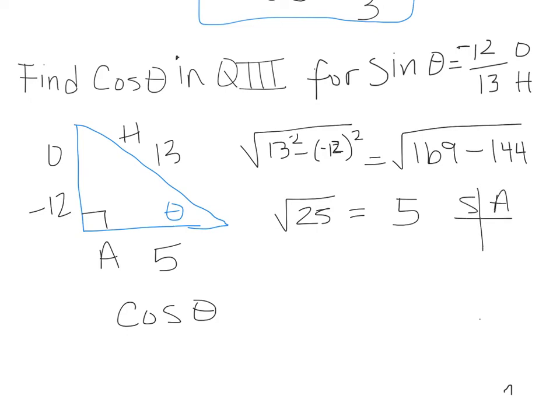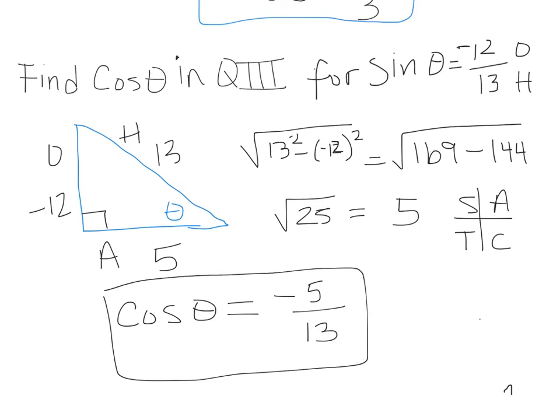All Students Take Calculus. We are in quadrant 3: 1, 2, 3, 4, so go back to 3. In quadrant 3, only tangent and its cousin cotangent are positive. The rest are negative. So right off the bat, this makes our answer negative. And it's the adjacent over the hypotenuse because they want the cosine. So negative 5 over 13. The cosine in this quadrant is going to be negative 5 over 13. And there you have it.